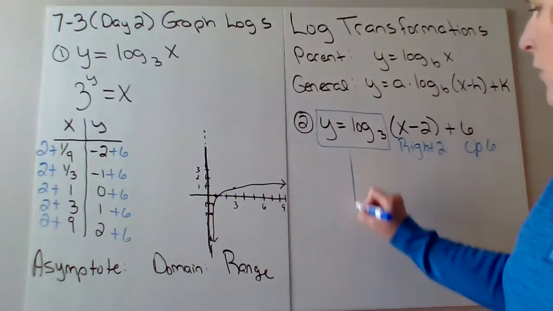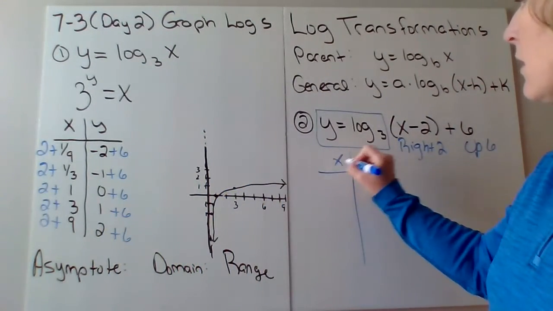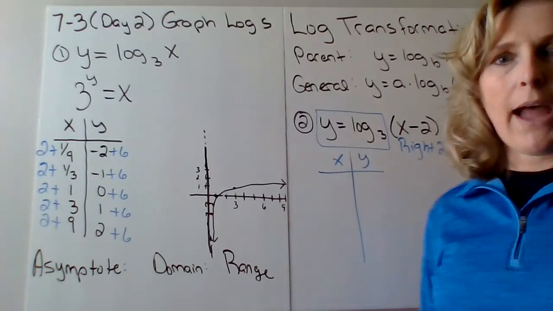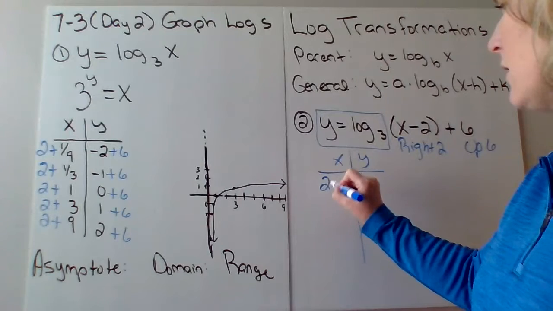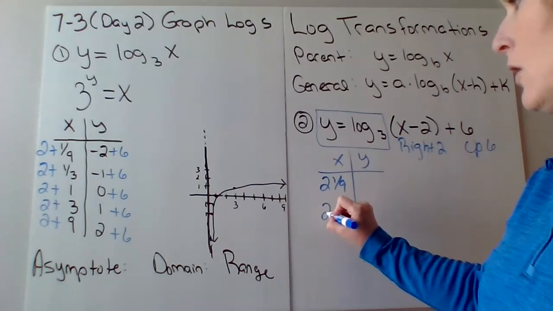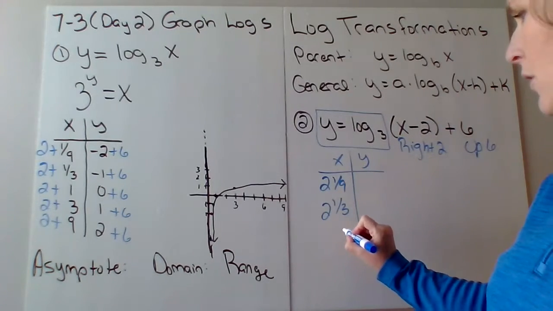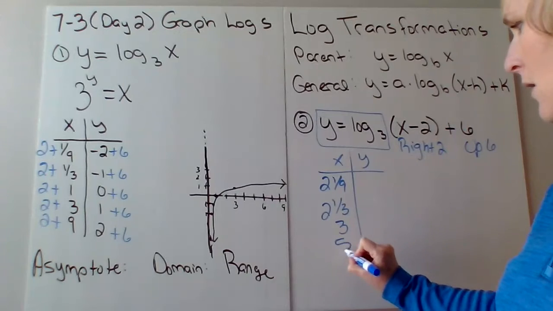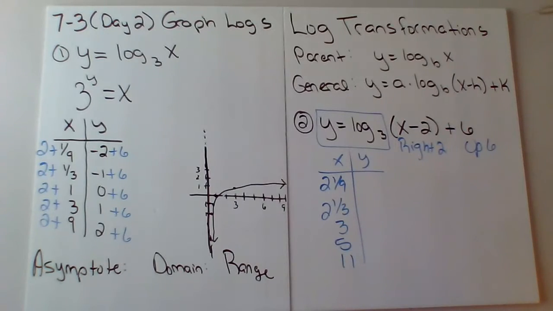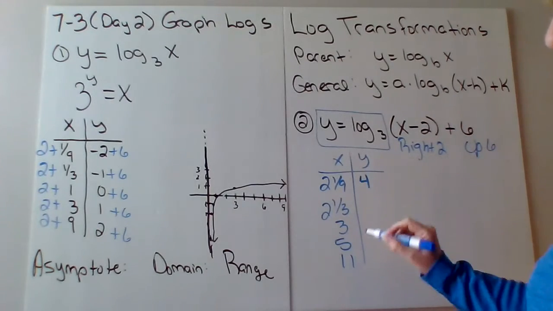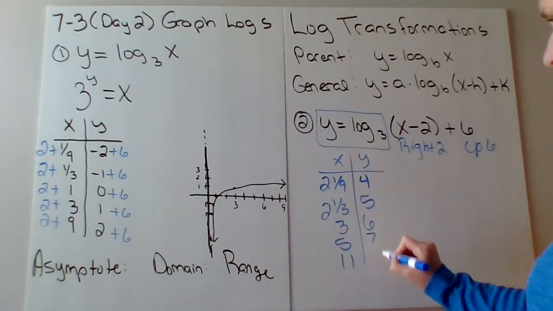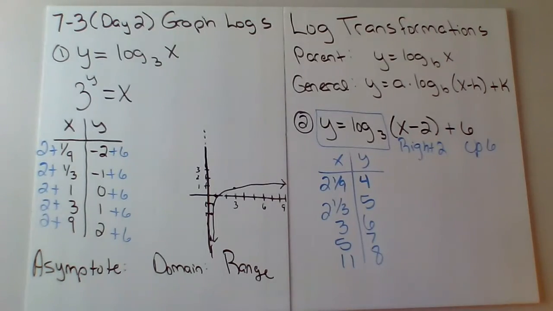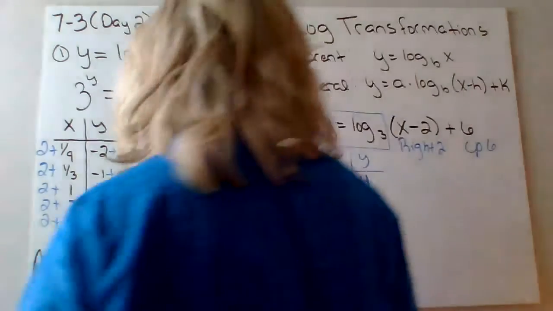So then I would come over here and do the math. So 2 plus 1/9, 2 1/9, 2 1/3, 3, 5, 11. Now do the math on the y. -2 plus 6 is 4, 5, 6, 7, 8. So I left my parent function on here.